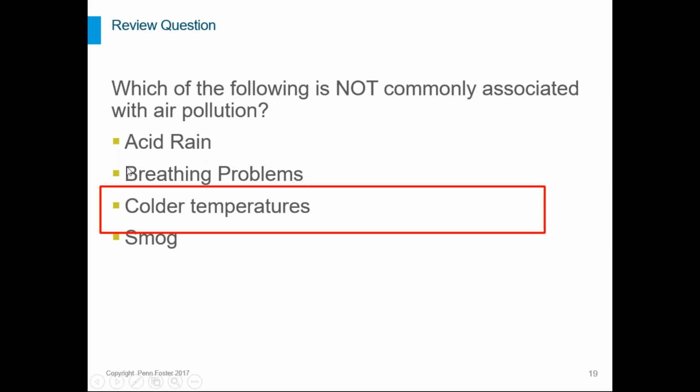Air pollution causes a lot of breathing problems, especially smog and particulates. Smog is a form of air pollution that happens when one kind of pollution interacts with another kind of pollution and sunlight and then makes this smog. So the only one that's not is colder temperatures, and that's because air pollution actually warms the climate. Greenhouse gases that we put into the air are what are responsible for climate change, and we generally see that as a warming, not as a cooling.